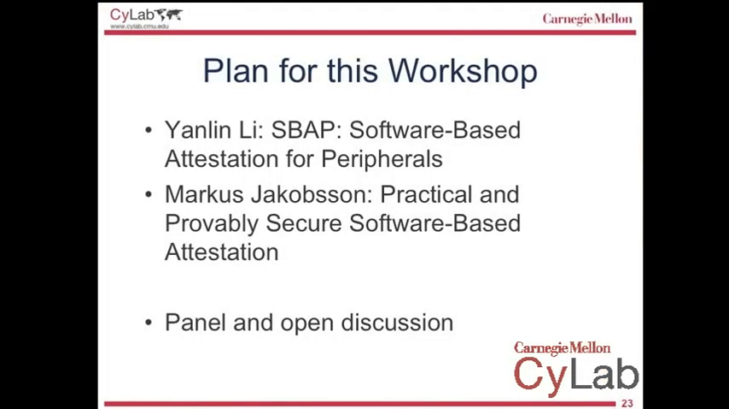So that's a good transition, actually. There are going to be two more speakers in this workshop. One is Yan-Lin Lee, a student here, and he's going to talk about software-based attestation for peripherals. Inside your computer system, you don't just have a CPU and memory. You have a really powerful CPU and memory, then a somewhat less powerful graphics CPU, still with quite a bit of memory. And you have a lot more CPUs, each with some memory, in your chipsets and your peripherals.